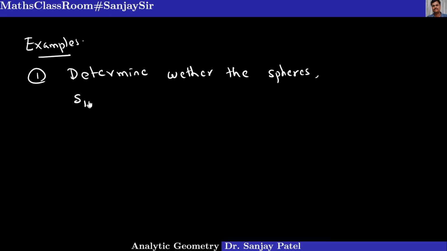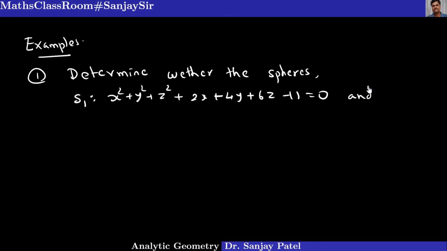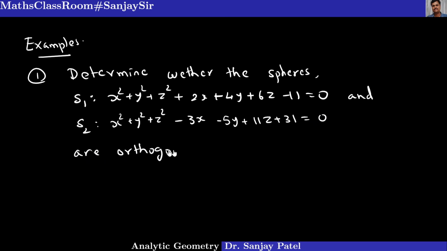S1 is x square plus y square plus z square, then plus 2x plus 4y plus 6z minus 11 equal to 0, and second sphere S2 is x square plus y square plus z square, then minus 3x, minus 5y plus 11z plus 31 equal to 0, are orthogonal spheres or not.